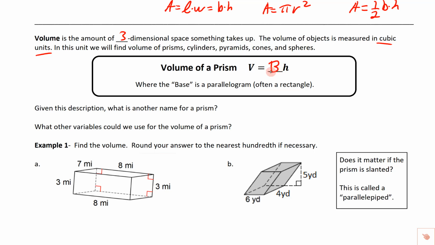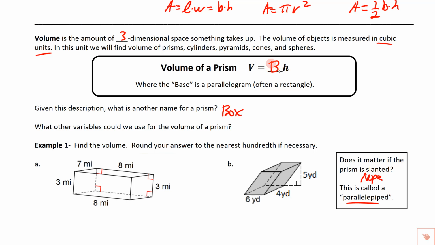Now, I'm going to write a big capital B right here, okay, which you may or may not have seen in formulas before. So a prism is kind of like a box, okay? So it's another name for a box. Okay, a box with kind of rectangular or parallelogram sides. And the base is a parallelogram. It's often a rectangle. So this is a right rectangular prism. This over here is called a parallelepiped. That's the fancy name for it. It's basically just a box that's been pushed over and slanted a little bit. So it doesn't matter if it's slanted.